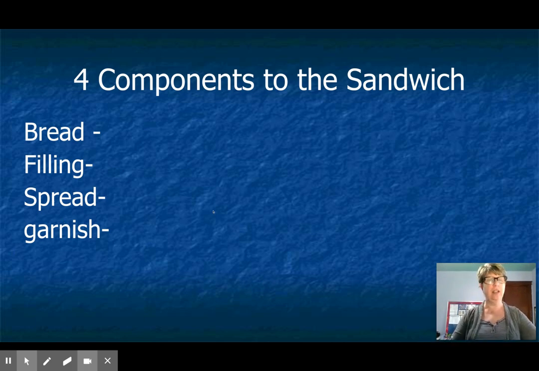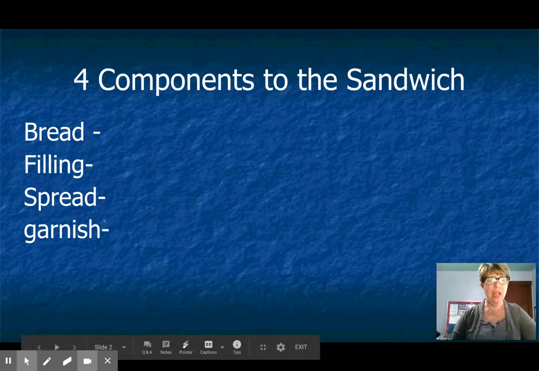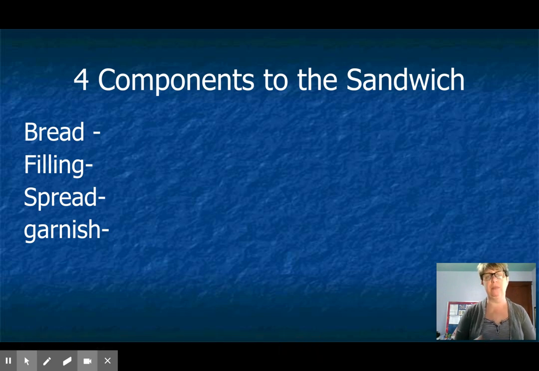And then the spread. Are you going to do mayo? Are you going to do something a little bit different, like maybe guacamole as your spread, or maybe hummus? In the lab, I'm going to be making my own sandwich, and I'll videotape that and show you what I'm going to create and what that looks like. Okay. And then what kind of garnish? Are you going to add a vegetable to it? Maybe some tomatoes, maybe some red peppers, maybe a spice or an herb.